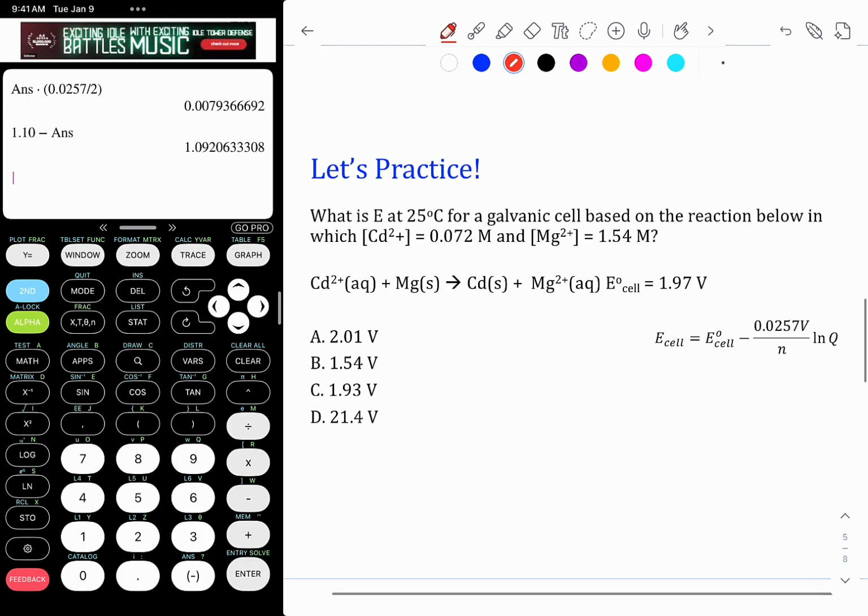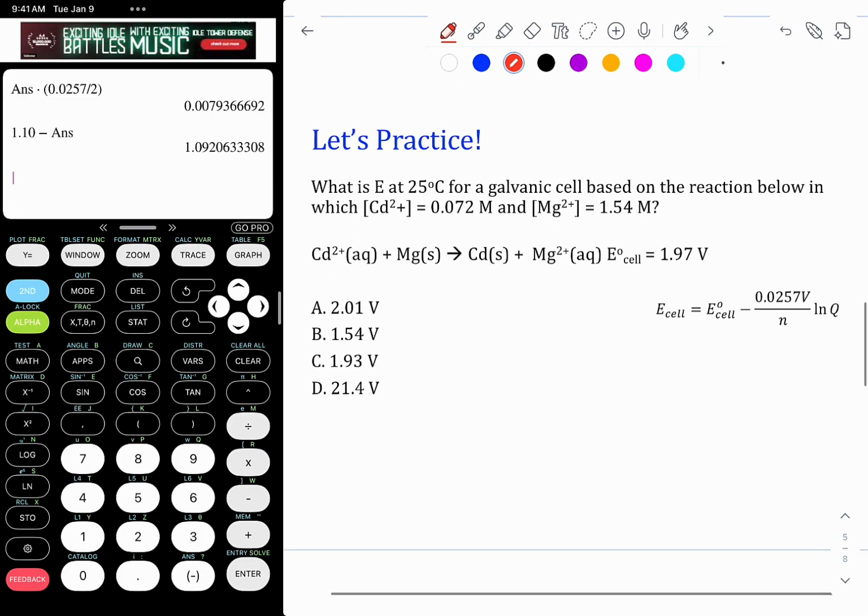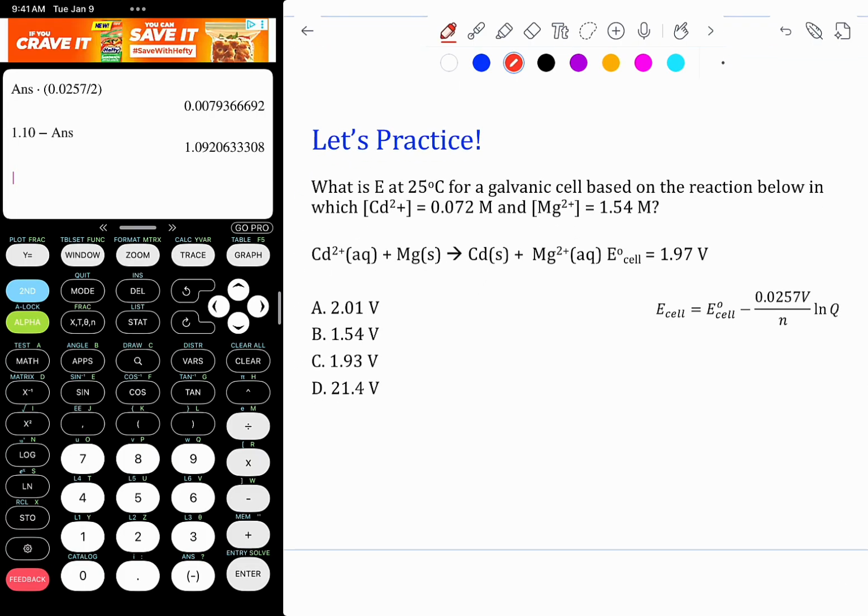So let's look at this problem here. I want you to take a minute or so, pause your video, and calculate E cell. I forgot my cell, so this should be E cell. So non-standard E cell at 25 degrees Celsius, 298 Kelvin, for a galvanic cell based on the reaction below, where my cadmium ion is 0.072 molar and my magnesium ion concentration is 1.54 molar.